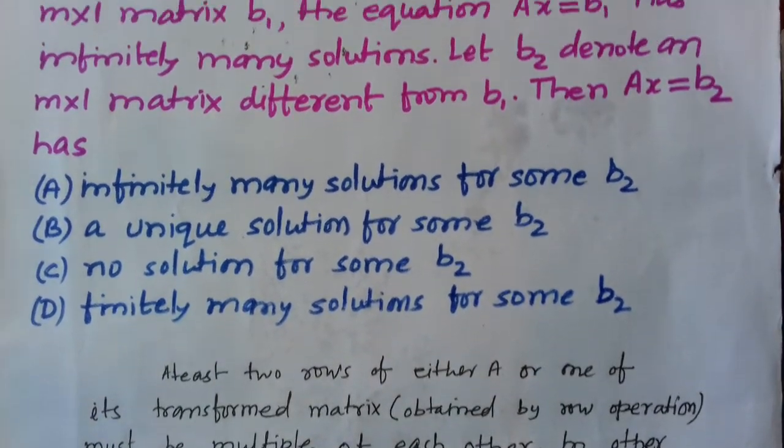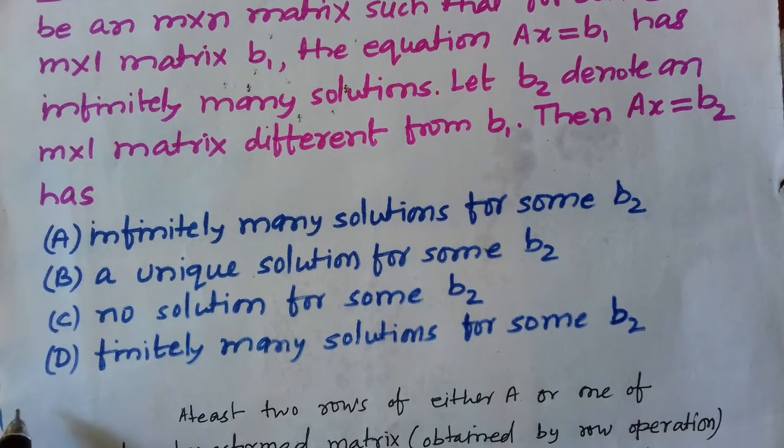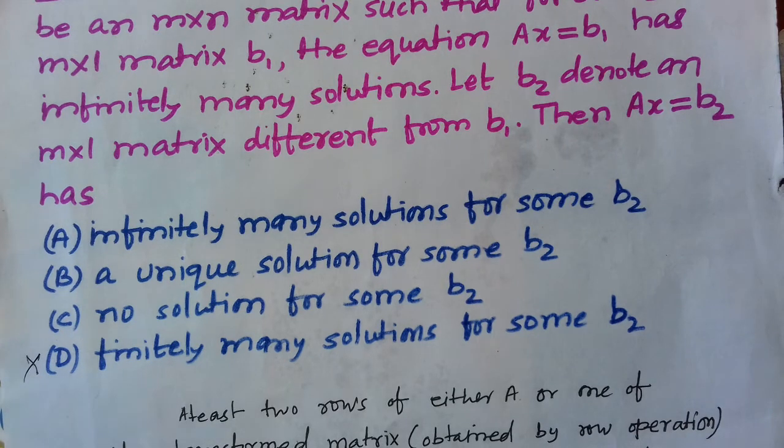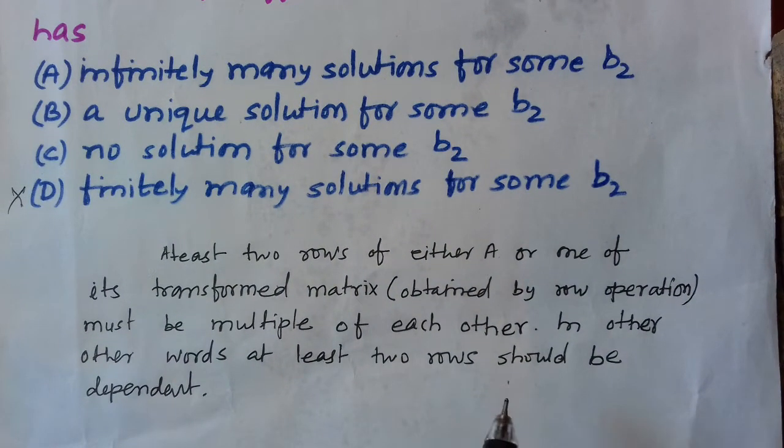You know, this question involves linear equations, and a system of linear equations has three types of solutions: infinite solutions, unique solution, or no solution. So obviously D will be wrong. Now among A, B, C we have to choose the right one. Here I have stated a statement regarding the question. You should read and try to understand. Two rows should be equal.